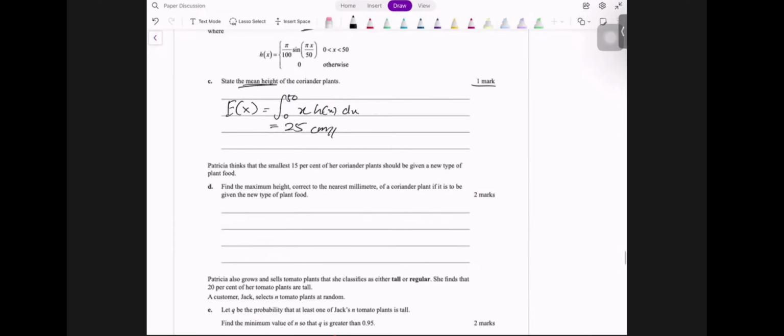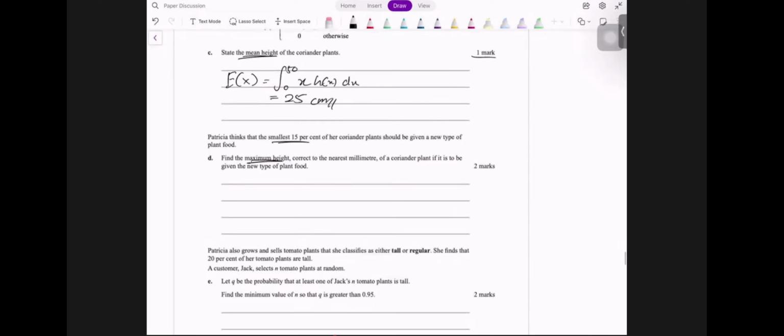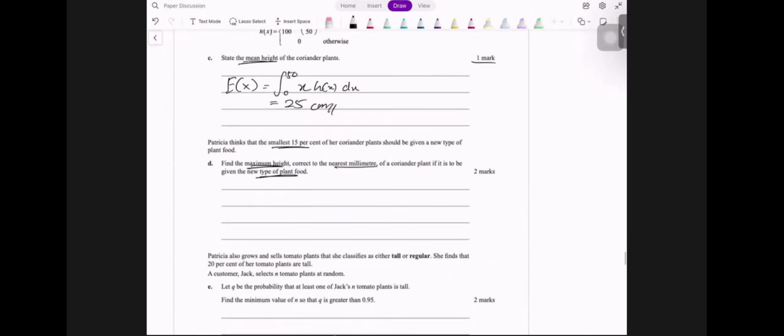Now you're looking at the smallest 15% of the coriander being given a new type of plant food. Find the maximum height, correct to the nearest millimeter, of the coriander plant if it is to be given the new plant food. So for it to be given, let C equal coriander plant height. We're looking at the probability for C to be less than a certain height, let's say H max, which is equal to 0.15.